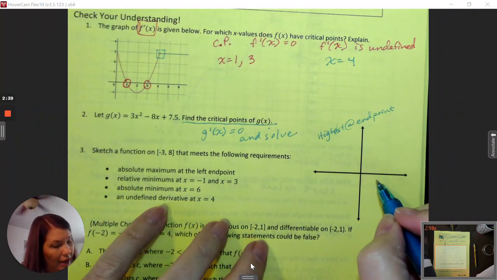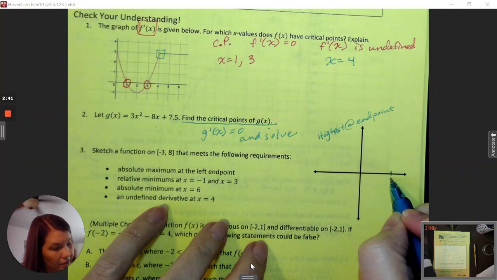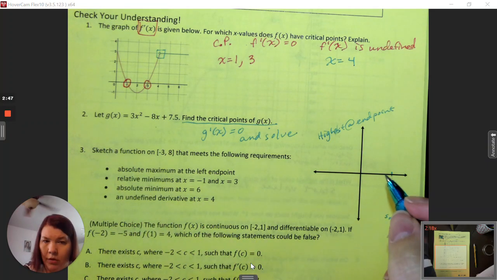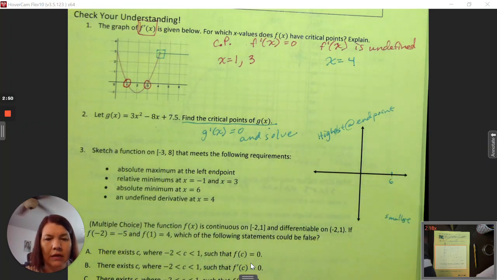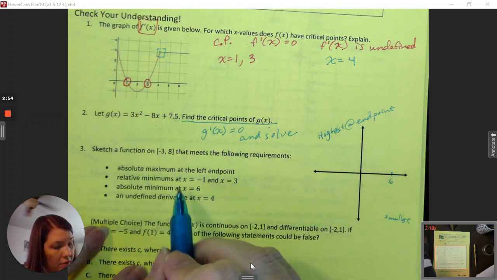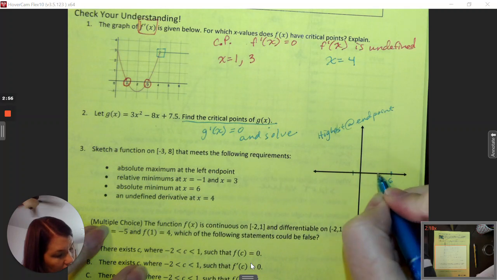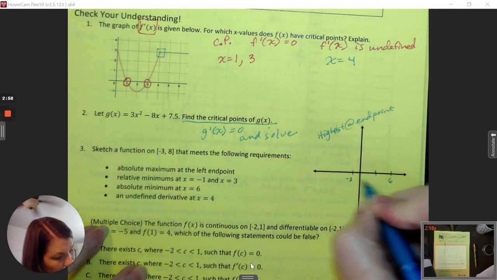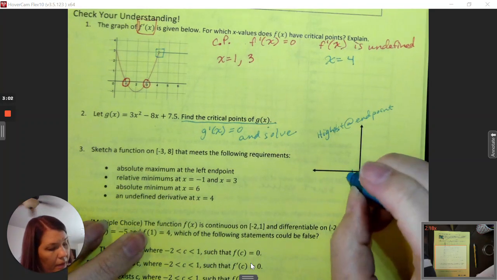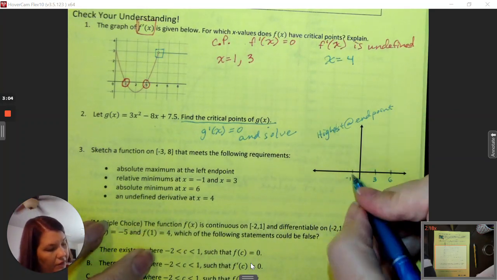Relative and absolute min at 6. Smallest. And undefined at 4. So just kind of think of that. What do you need to do? Relative mins at -1 and at 3. So we'll come back to that graph in just a minute.